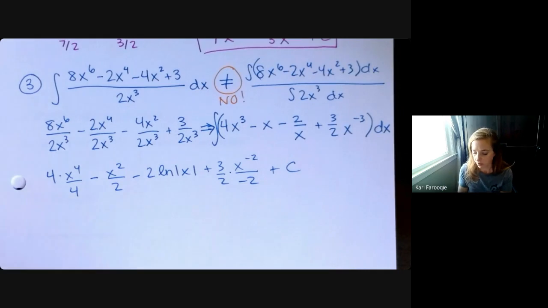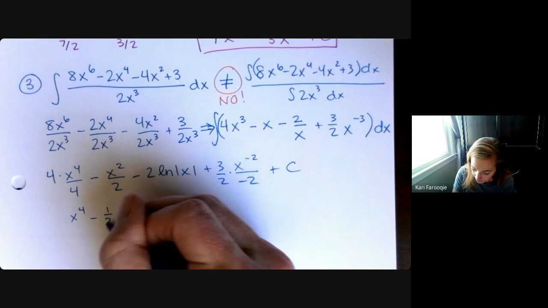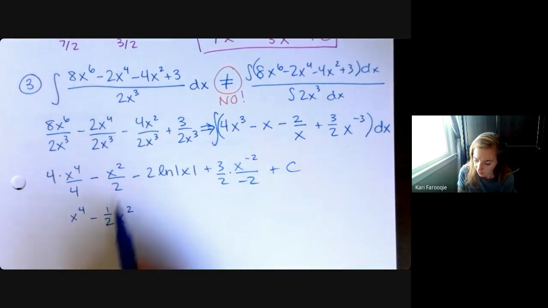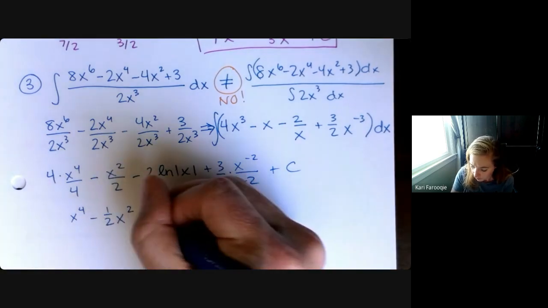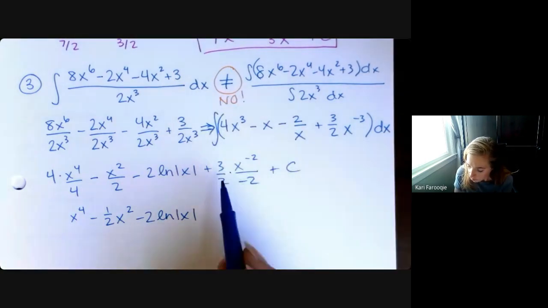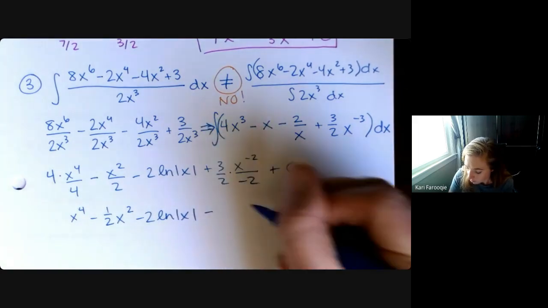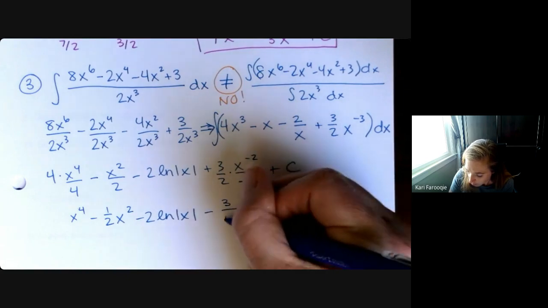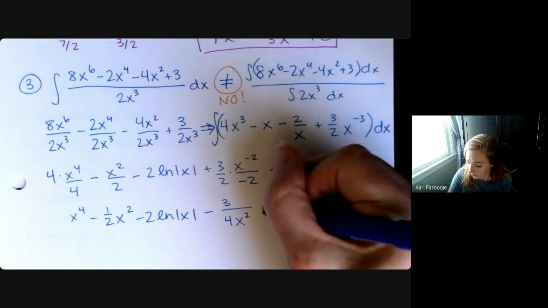Now we'll simplify. 4 over 4 gives us 1. So we have x to the 4th power minus 1/2 x squared. Personally, I feel like this notation's better, but that's up to you. You can always leave it like that. Minus twice the natural log of the absolute value of x. And then here I'm multiplying a positive by a negative, so this term is going to become negative. So I have minus 3 over positive 4, and I'm just going to bring that x to the negative second down to the denominator, plus c.